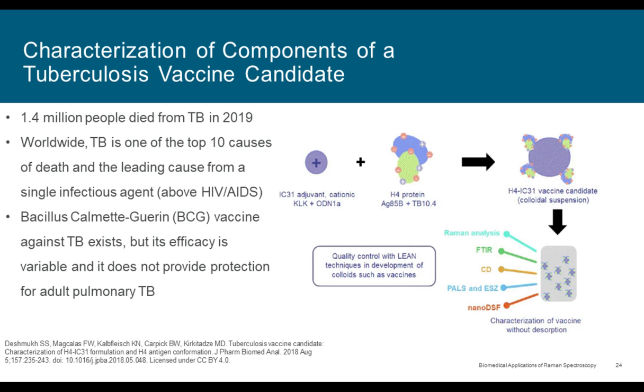So this vaccine candidate is made by adsorbing an antigen protein, H4, to the IC31 adjuvant. But during this process, they think that there may be some structural changes to the H4 protein that occur upon that adsorption. And these structural changes are important for them to understand. So they want to study the structure of the protein while it's adsorbed to the adjuvant, because obviously if they adsorb it and then desorb it, that structure could then change again.